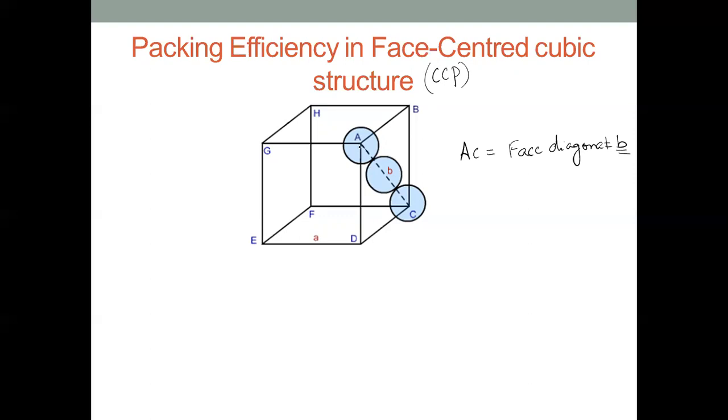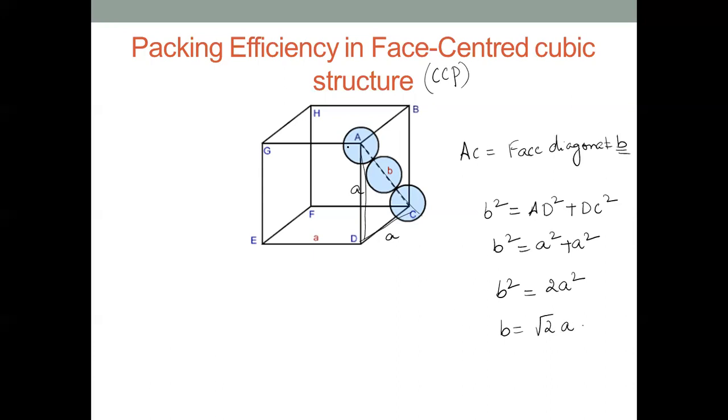This is a right angle triangle. So with the hypotenuse, b square, that is AC square, is equal to AD square plus DC square. I'm taking each edge as a, since all of them are equal. So b square is equal to a square plus a square, so b square is equal to 2a square. So b is root 2 into a.